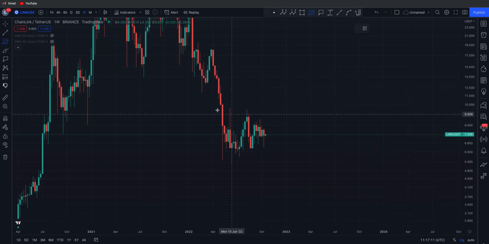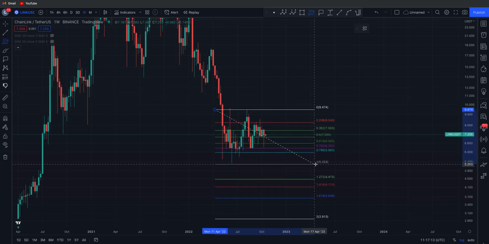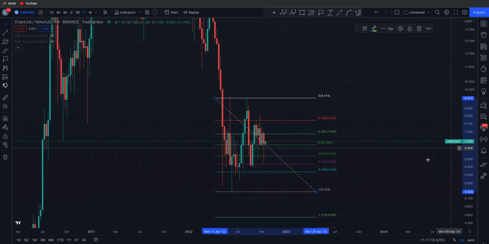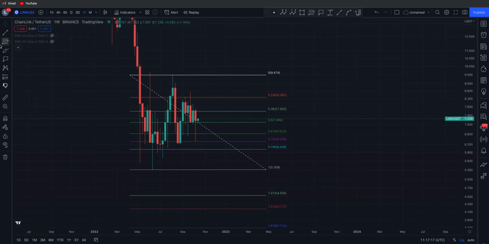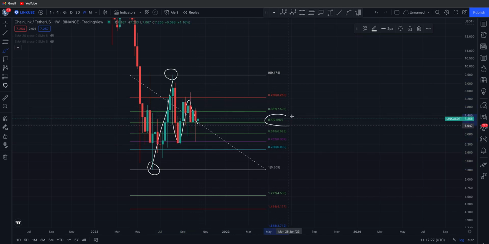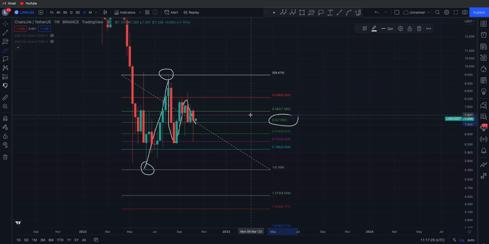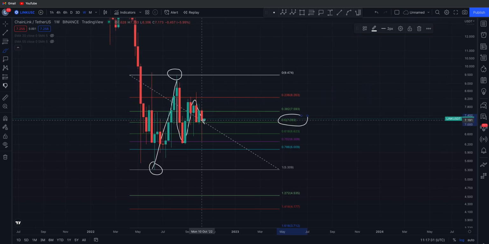But looking here at the moment, currently, what Link is actually doing, you can see it's broken up to this target here. So you had this low, you came up in an impulsive wave, you started to retrace, you came back up again, you're retracing again. You're basically holding the 050 right now at $7. And last week's close was still higher than that 050.